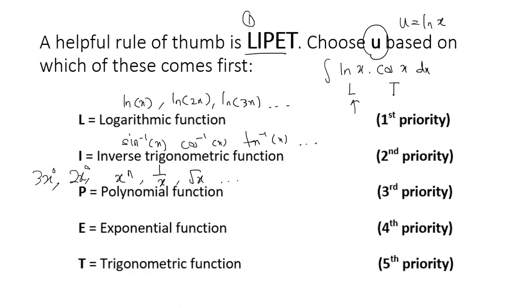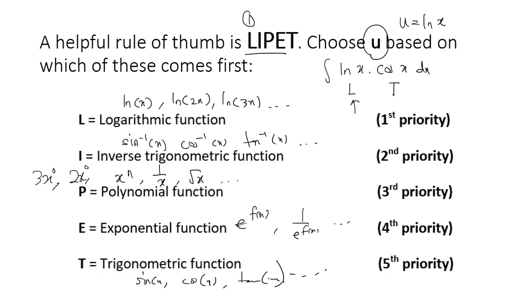The fourth priority is exponential function. Examples of exponential functions: exponent power of f(x), 1 over exponent of f(x), and so on. Anything that involves an exponential function lies at the fourth priority. So choose u as an exponential function if you have one in the fourth priority. And last but not least is trigonometric, for example sine, cos, tangent, and so on. So choose u based on this priority.